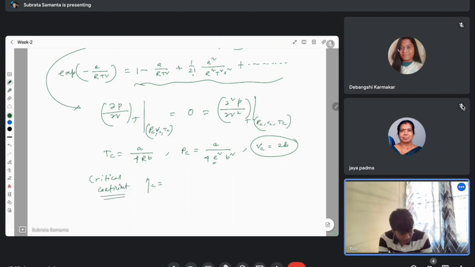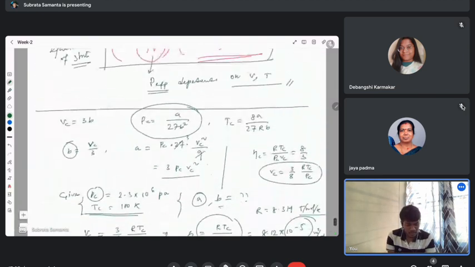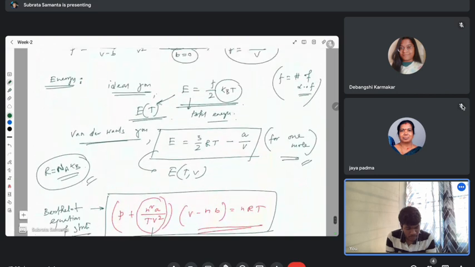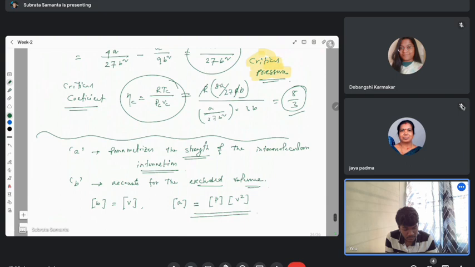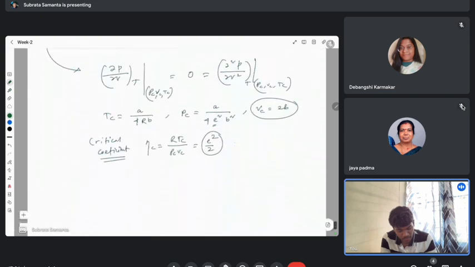eta C is actually RTC by PCVC, and we get e square by 2. In the previous case we found that it was 8 by 3, right? This critical coefficient we found as 8 by 3, but in this case we found e square by 2. So that means the critical coefficient is different.